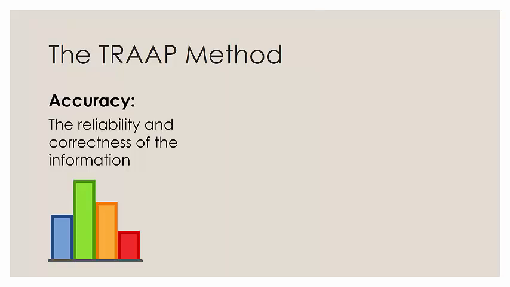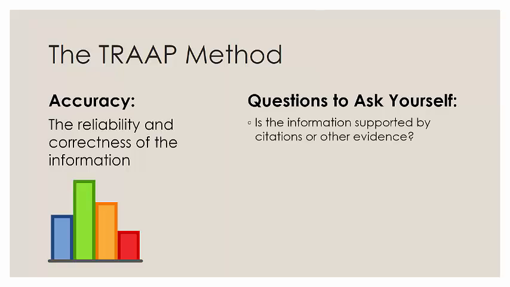This is the reliability and correctness of the information. So questions to ask yourself are, is the information supported by citations or other evidence? Again, is this person just writing an article and using their own opinions, or are they backing it up by other research done within the field, other credible sources? Can you verify the information with another source? So not only are they citing people in their own writing, but are other people citing them? Do other people corroborate what they're saying?